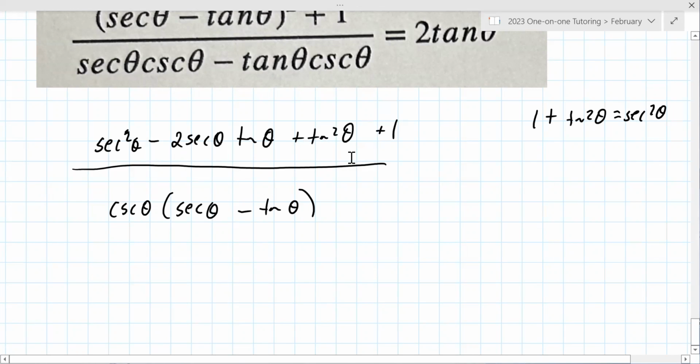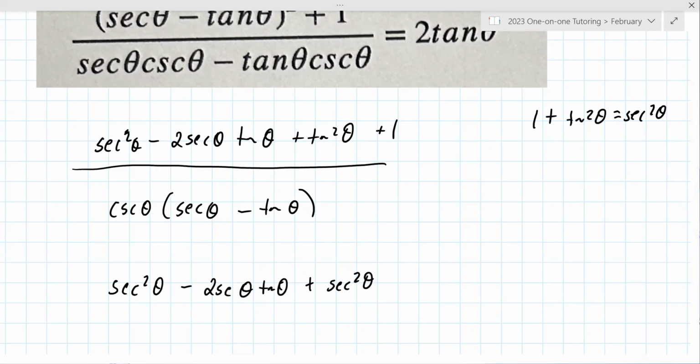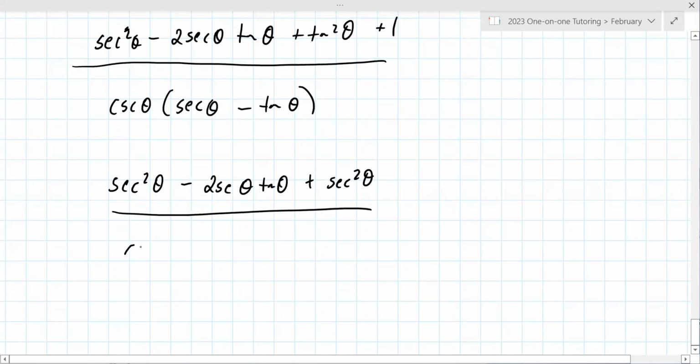See how there's already a 1 plus tangent squared in here. So this could be secant squared theta. So I'm sort of hemming and hawing a little bit on that. So actually, let me do that. So that becomes secant squared theta minus 2 secant theta tangent theta plus secant squared theta. So that is 2 secant squared thetas in the numerator. So your numerator becomes 2 secant squared theta minus 2 secant theta tangent theta.